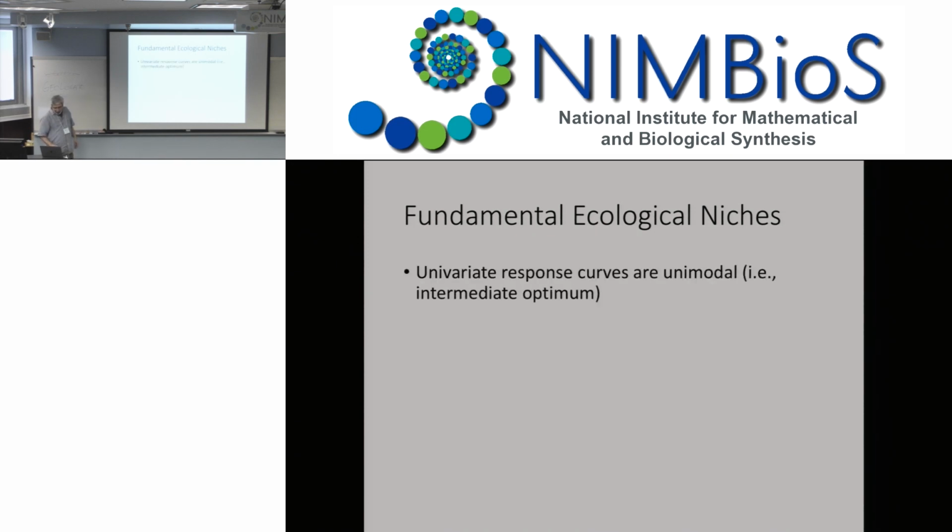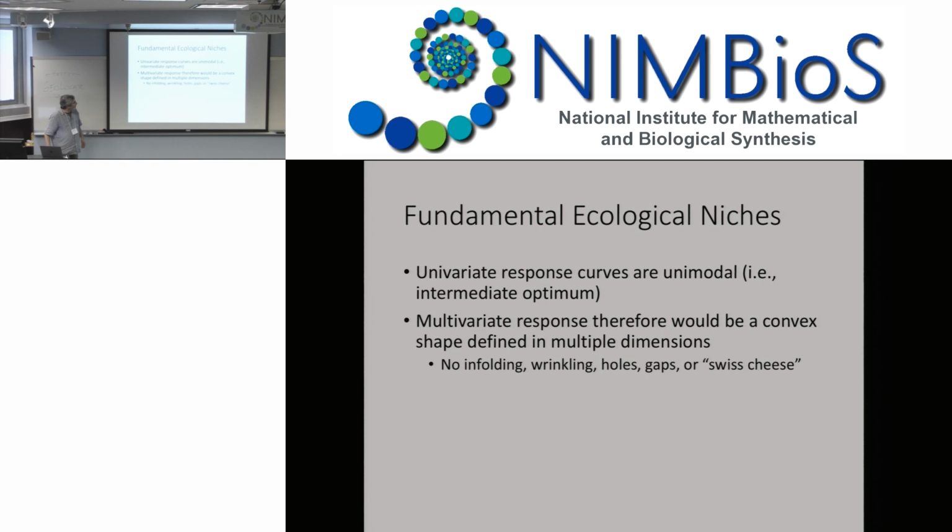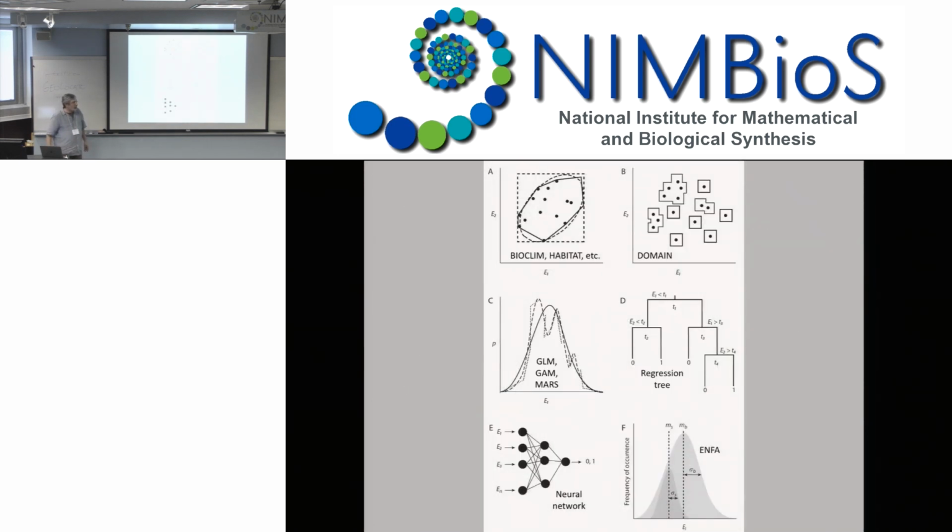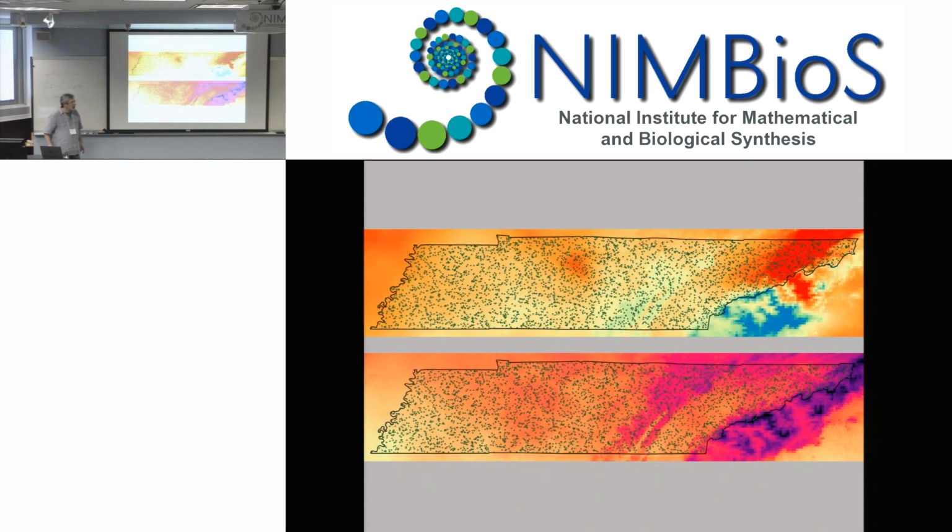So just some things to think about is that we expect unimodal response curves that translates into convex shapes in multiple dimensions. We do not expect and we do not wish to see folds, wrinkles, holes, gaps, or anything like that. And so we have this relatively simple response surface. We have our tools that give us kind of the wrong shapes. So let's take a look at that environmental background.